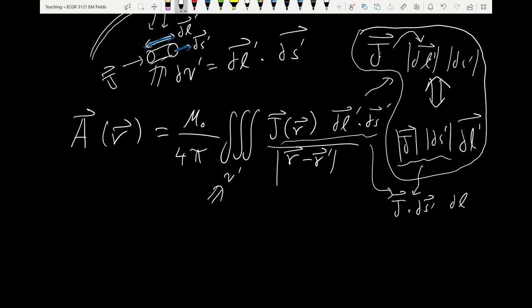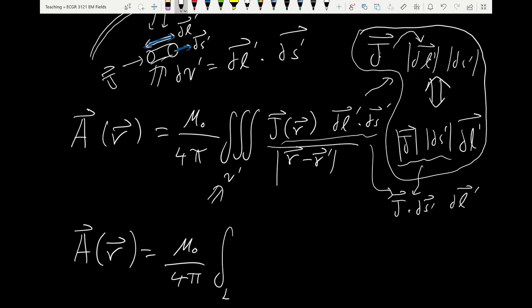Of course, dl prime. Okay. So I can rewrite A(r) as mu naught over 4 pi. Now I want to separate the integrals. I want to take an integral over the length, a line integral, and then I want to take a surface integral over the width, over the cross-sectional area of the small cylinder, right?